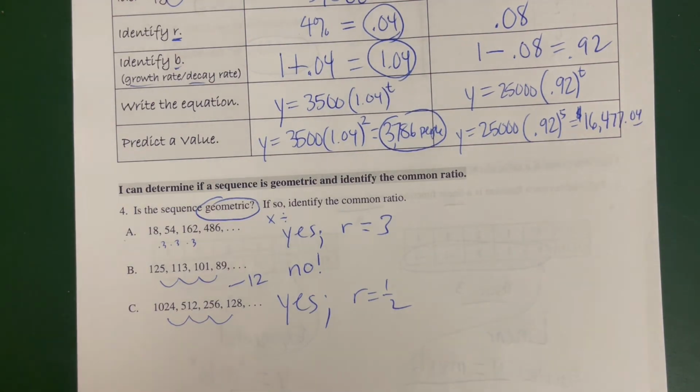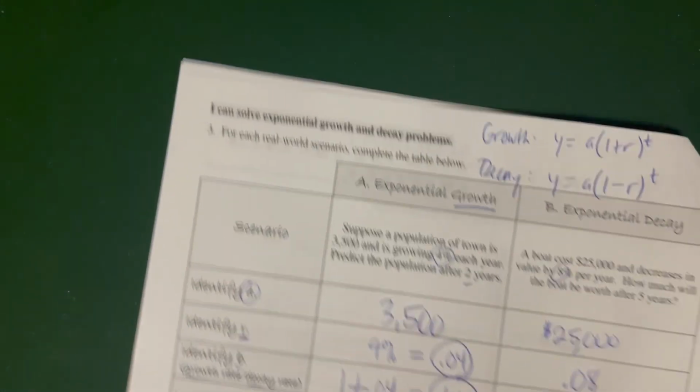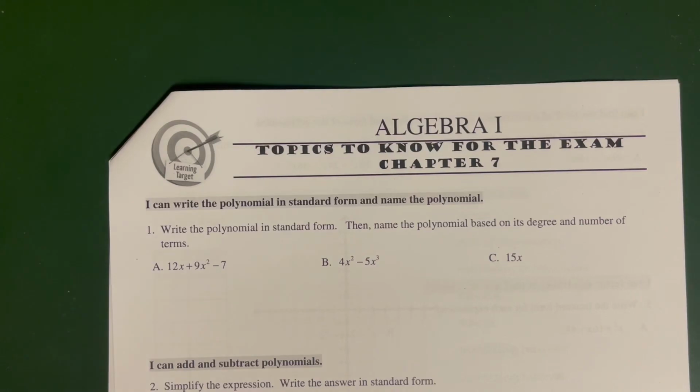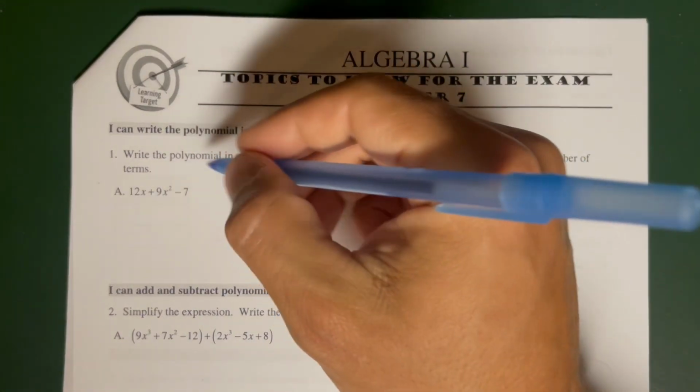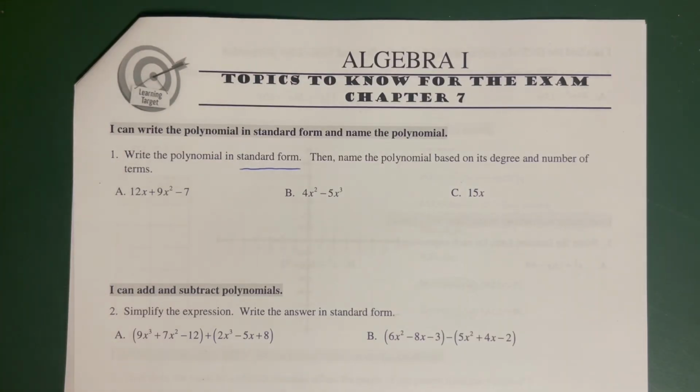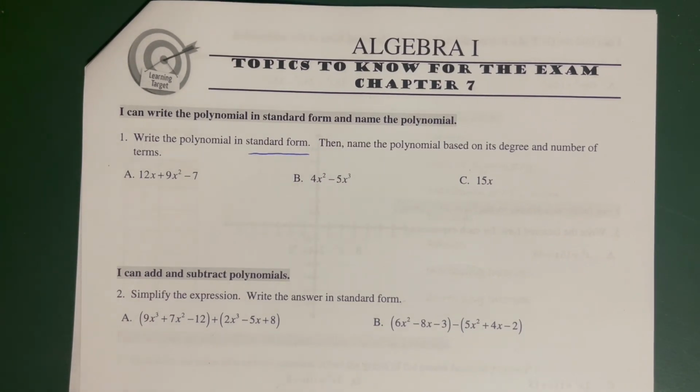So that wraps up chapter 6. And go ahead and turn your paper over. We'll go to chapter 7. I know there's quite a few here that we did not get to. We're going to write the polynomial in standard form. We're talking about polynomials in chapter 7. More of adding and subtracting polynomials and multiplying polynomials using FOIL and the distributive property and stuff like that.